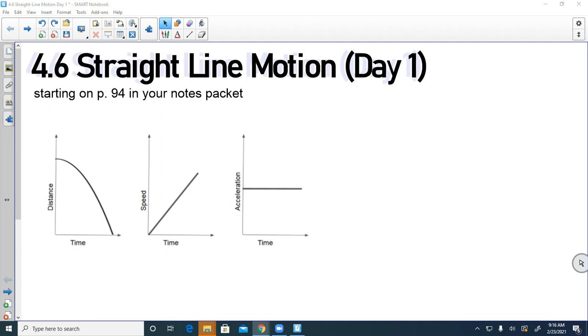We're going to spend 2 days on this. Today's obviously day one. We'll follow along in your notes packet on page 94, but if you don't have your notes packet, no worries. Just take notes like you always do.